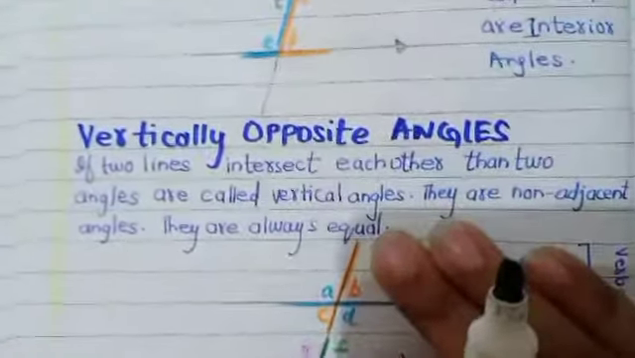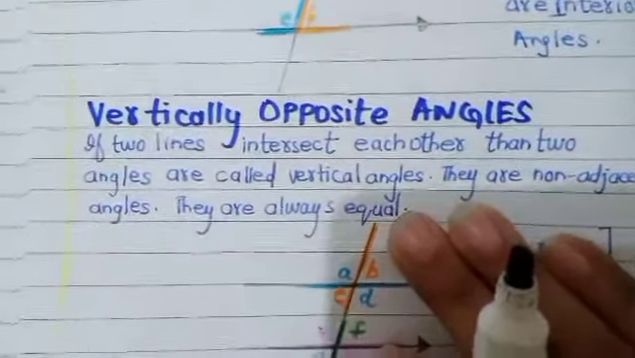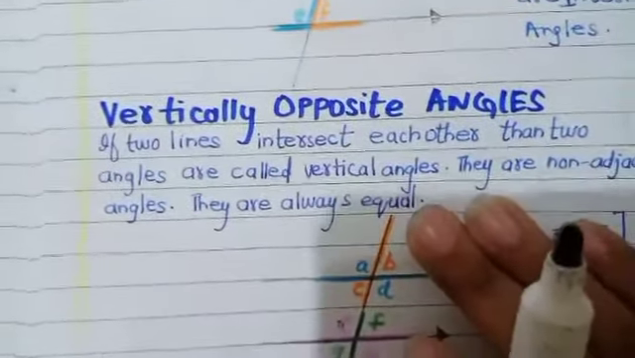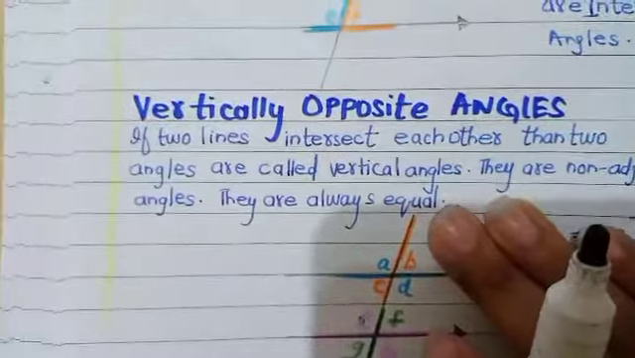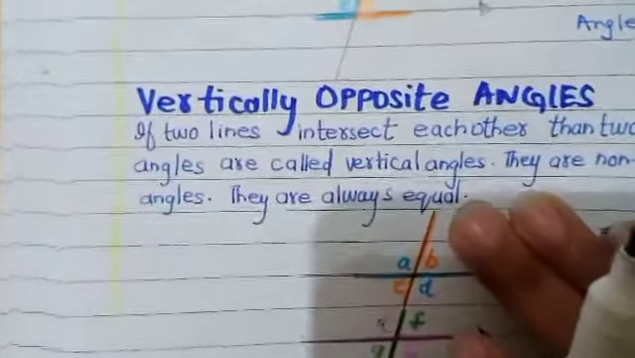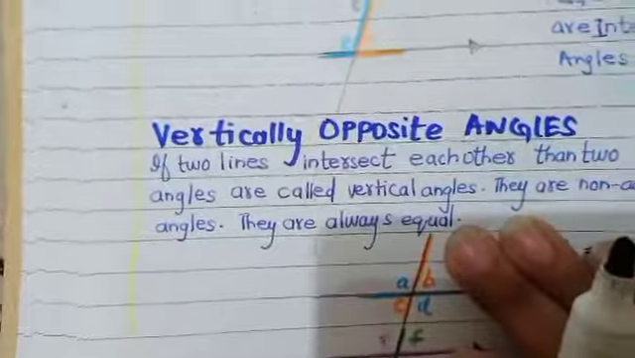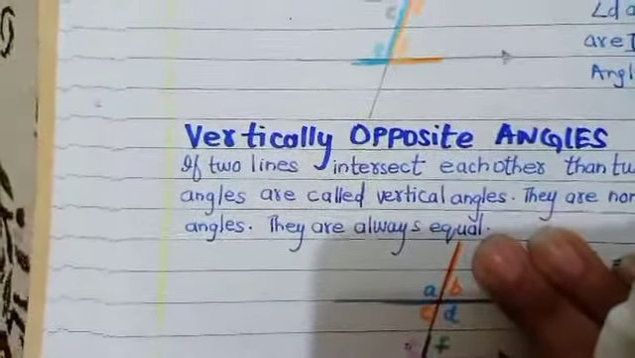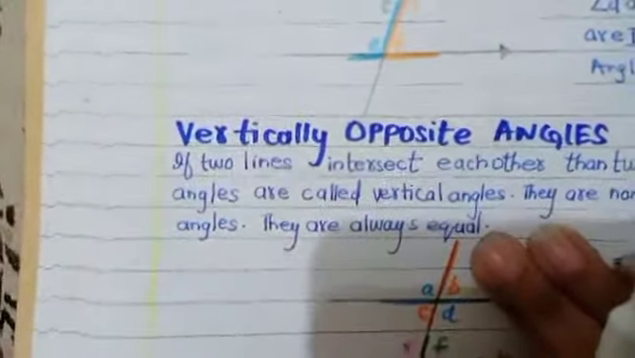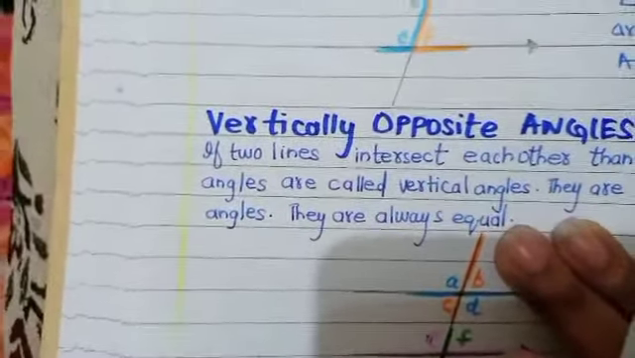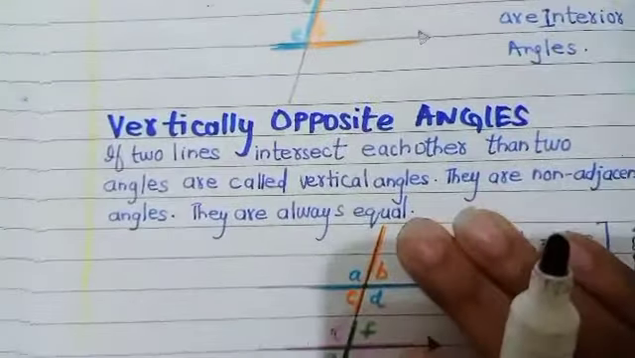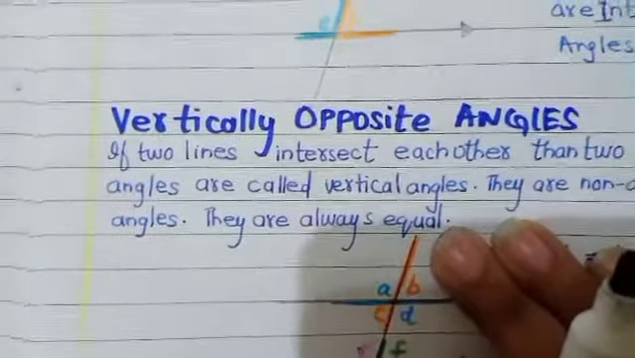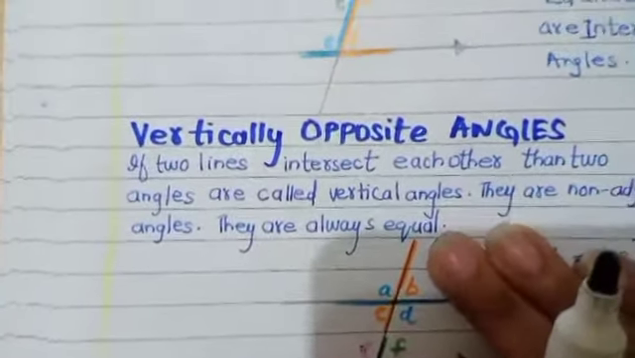Now let's revise corresponding angles, alternate angles and vertically opposite angles. They are always equal. Only interior angles add up to the sum of 180 degrees. Then shapes: corresponding angles make the shape of F, alternate angles make the shape of Z, interior angles make the shape of C, and vertically opposite angles make the shape of X. Okay, vertically opposite angles make the shape of X.